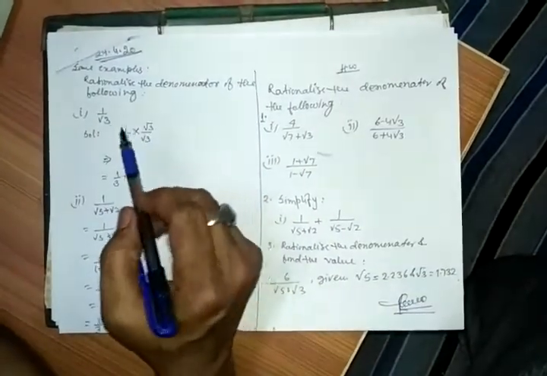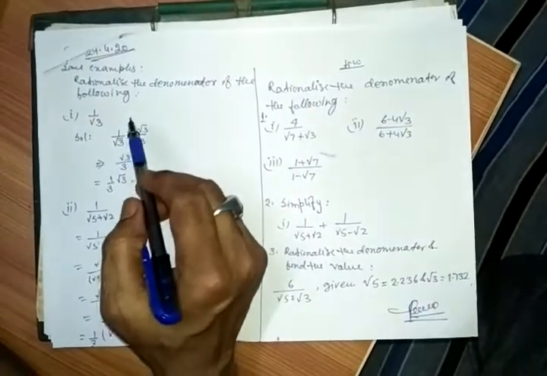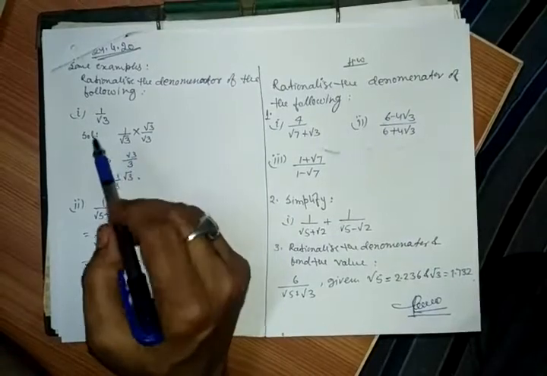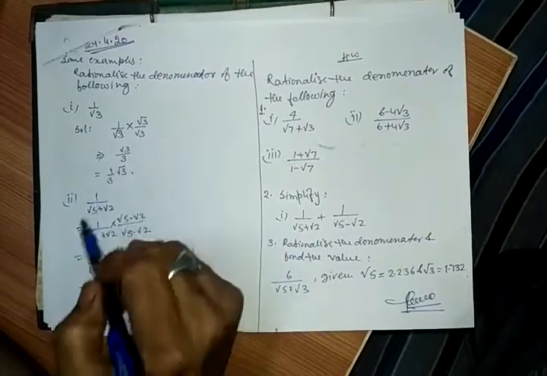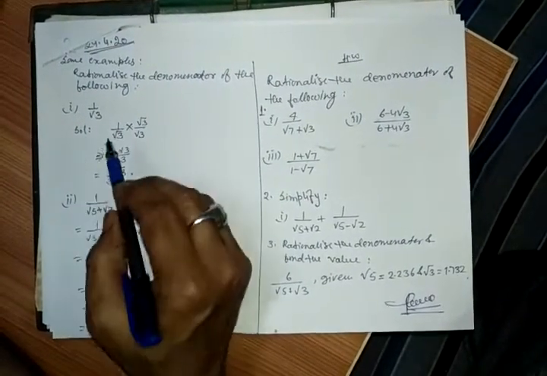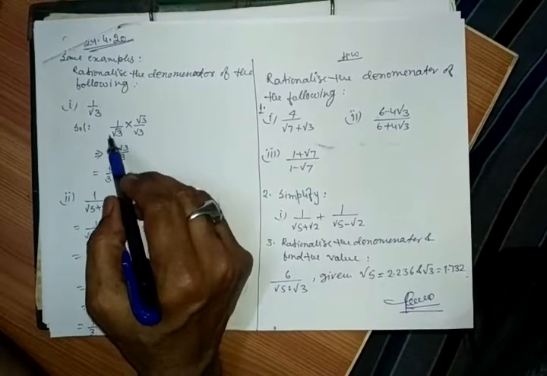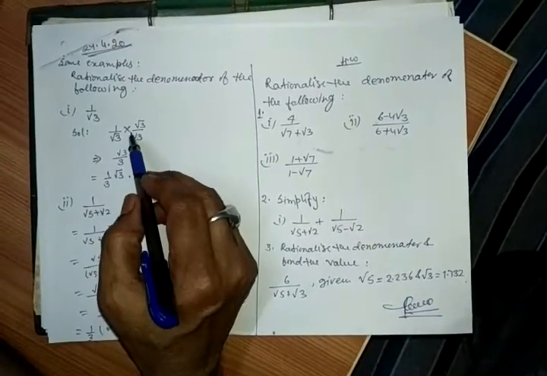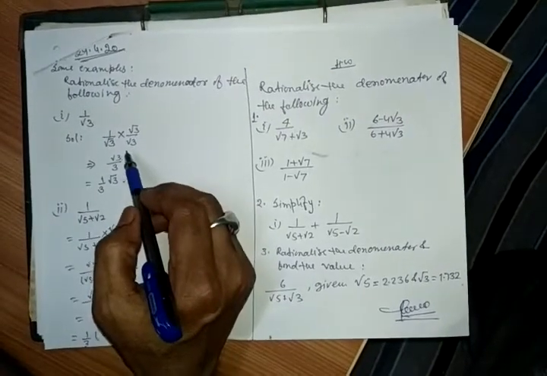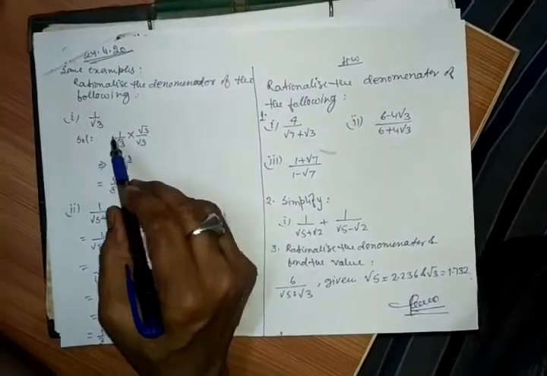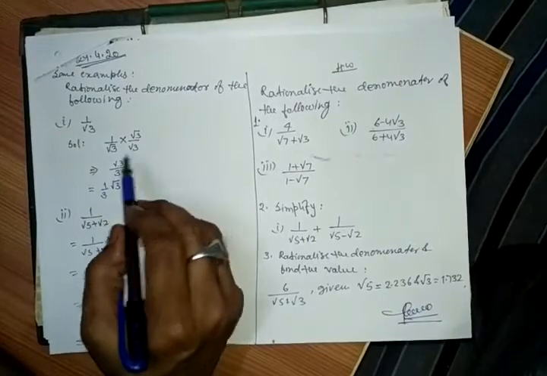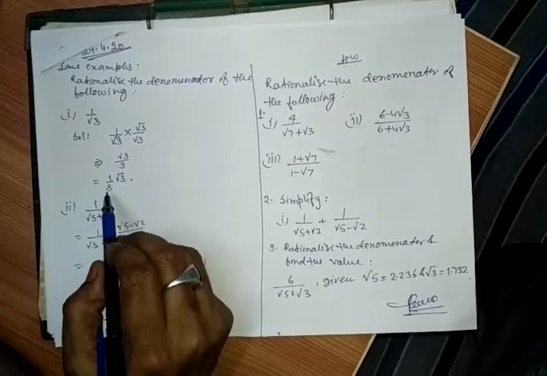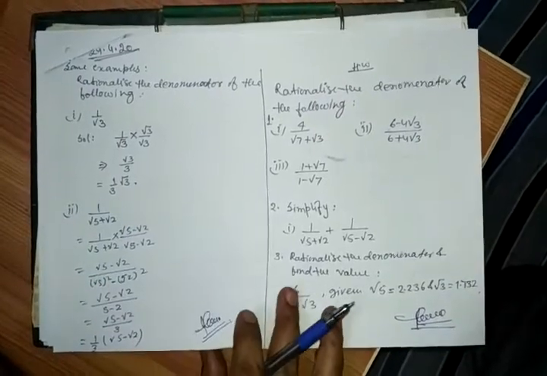On the same rules, here are some examples. Rationalize the denominator of the following. First, 1 upon root 3. The solution is: 1 upon root 3. The denominator is root 3, so multiply and divide it by root 3. We get root 3 into 1, that is root 3. Root 3 into root 3, the denominator is 3. We can write it as 1 upon 3 root 3.